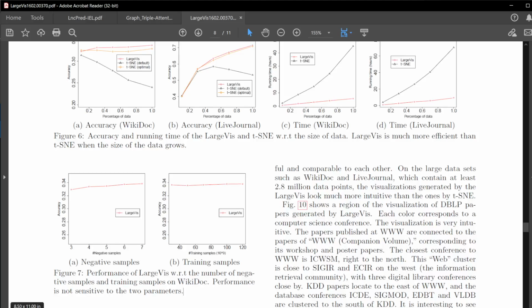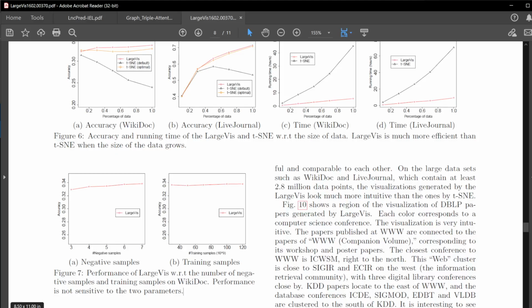Figure 10 shows a region of the visualization of DBLP papers generated by LargeVis. Each color corresponds to a computer science conference. The visualization is very intuitive. The papers published at WWW are connected to the papers of WWW Companion, corresponding to its workshop and poster papers. The closest conference to WWW is ICWSM, right to the north.